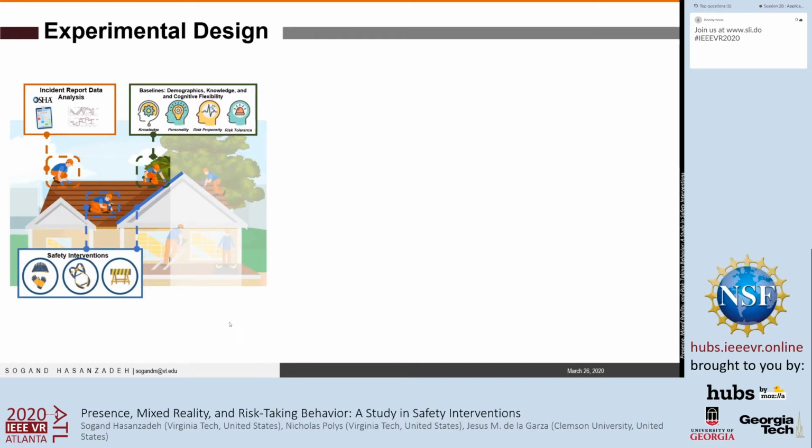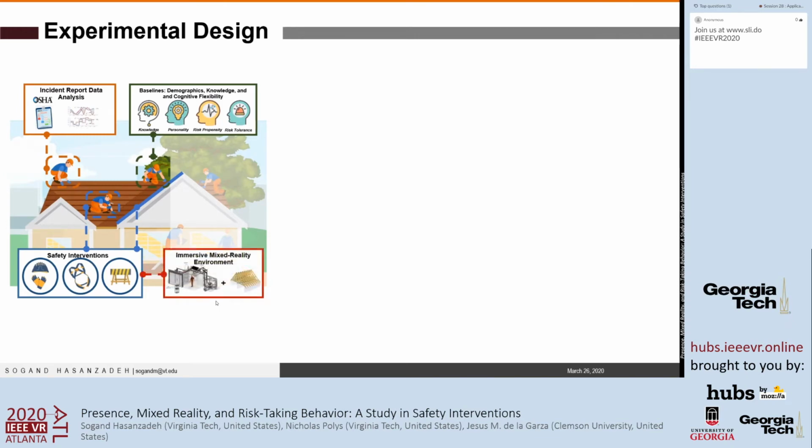But if I ask you to come with me on the roof of a two-story building and I say that I'm not going to give you any protection, you are not going to participate and I'm not allowed to run this study based on IRB. So that's why we established a mixed reality environment to simulate the roofing task, monitor the risk-taking behavior of workers, and examine whether risk compensation exists in the construction industry.